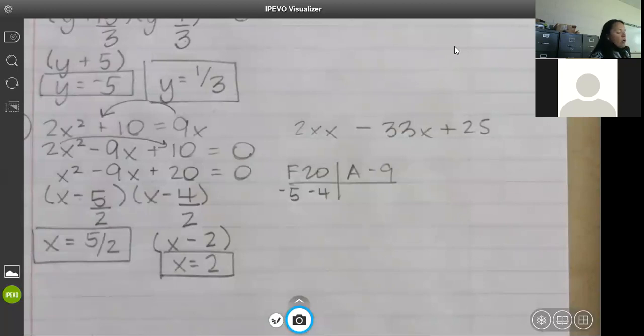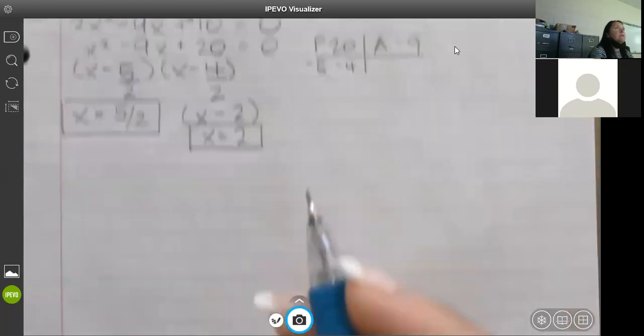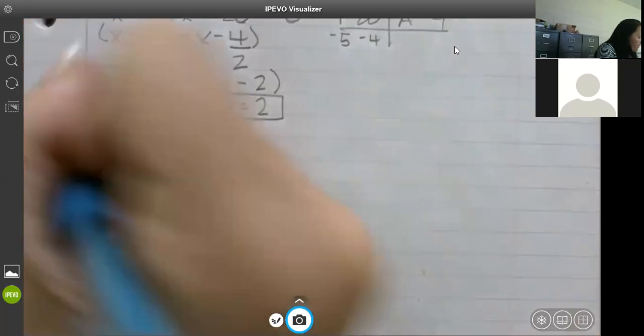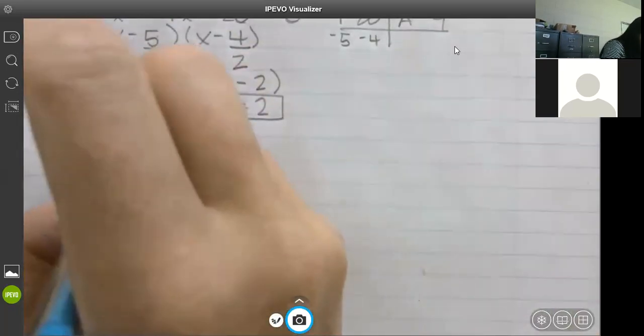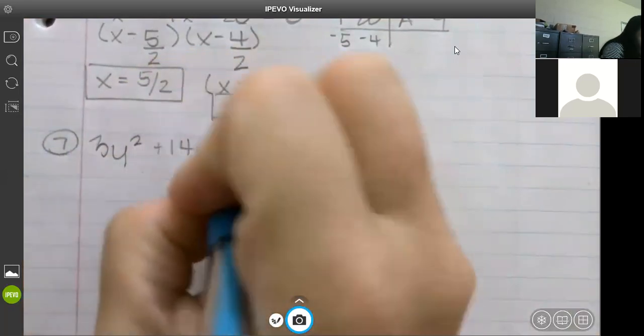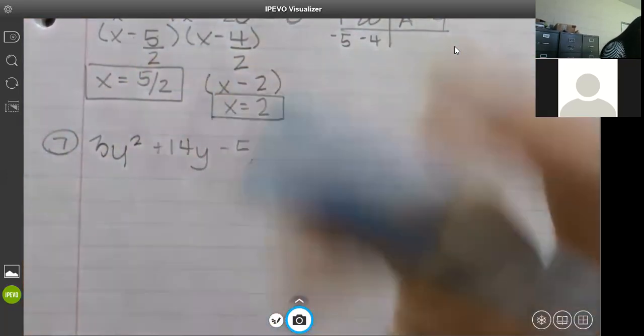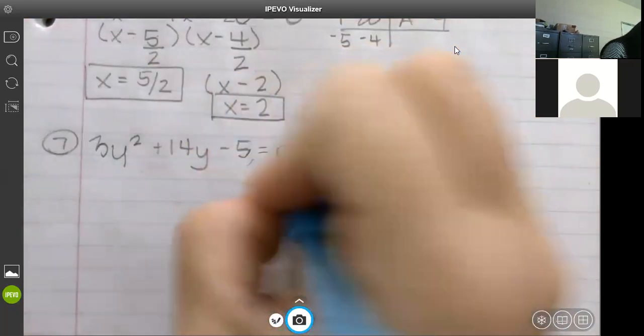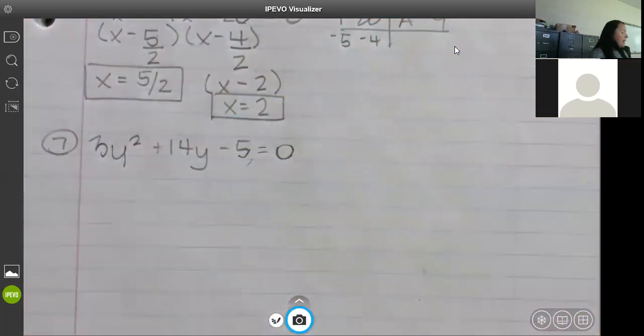All right, I'm gonna do one more of those with you and then I'll let you do your quiz. So one more. I'll even make it easier and go ahead and solve it for 0. So that's one less thing you have to do. So 3y squared plus 14y minus 5 equals 0. I will tell you there is no GCF. So what's my first step? Say it again. It's already equal to 0. I don't have to do anything.